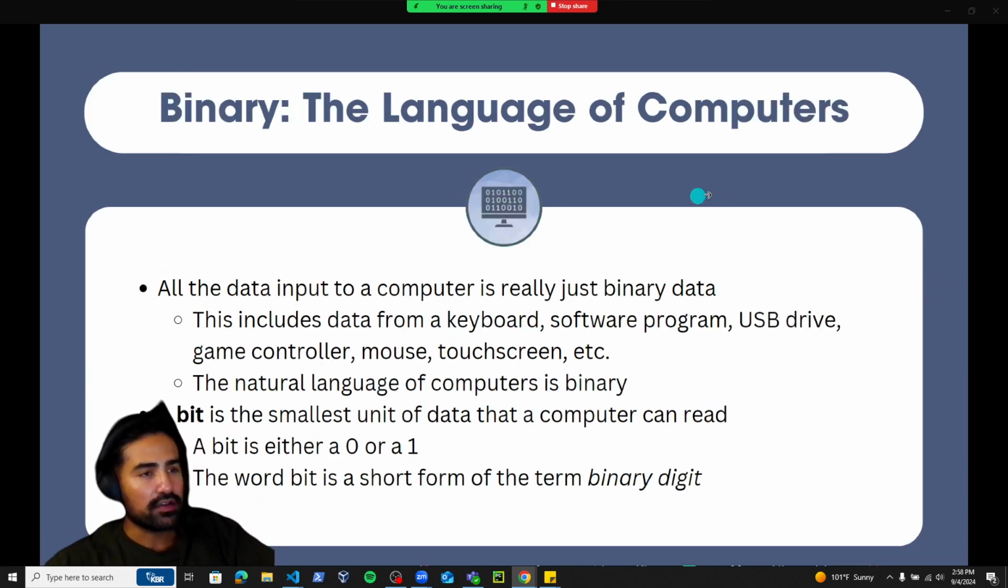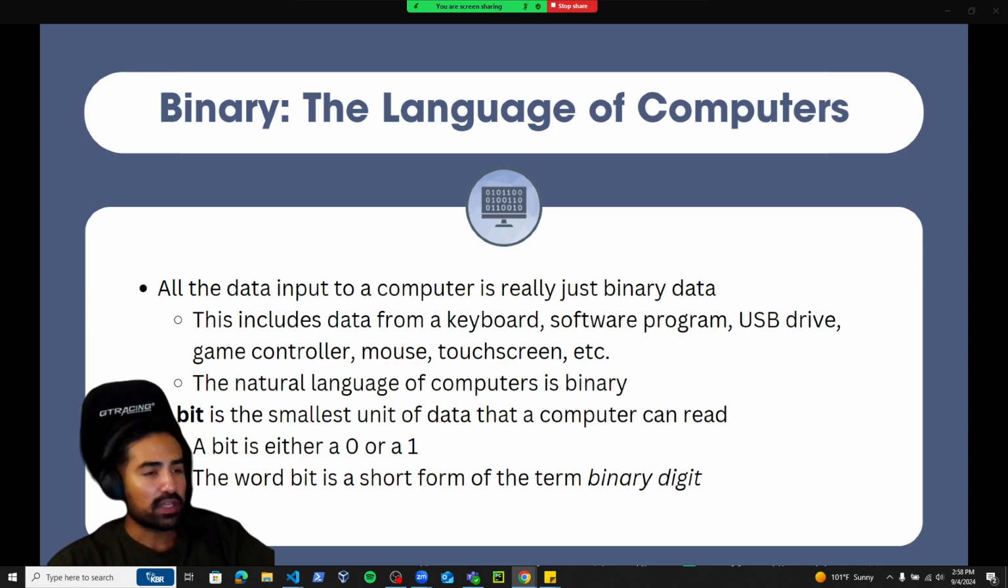All right, so binary, the language of computers. As we covered in the previous slide, binary is how computers really talk. It's the language that they understand. All of the data that you input to a computer is really read by the computer as binary data.